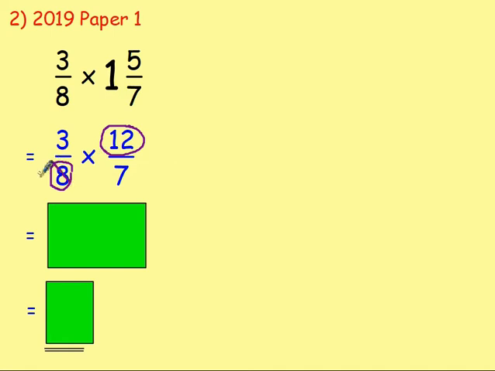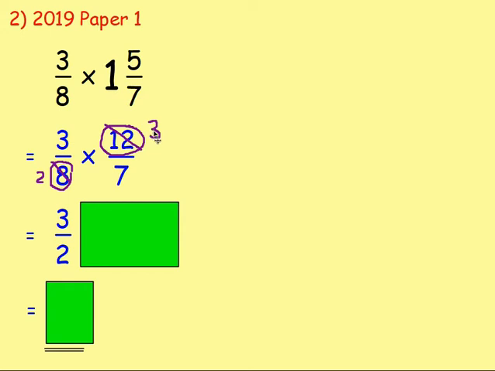So divide the 8 by 4, and that gives you 2, and divide the 12 by 4, and that gives you 3. Once again, I'm going to rewrite that to make it a bit clearer. So I've got a 3 on the top, and I've now got a 2 on the bottom, and I've got a 3 on the top now, and then the 7 on the bottom. So I'm multiplying these two fractions together, and now I've simplified it.